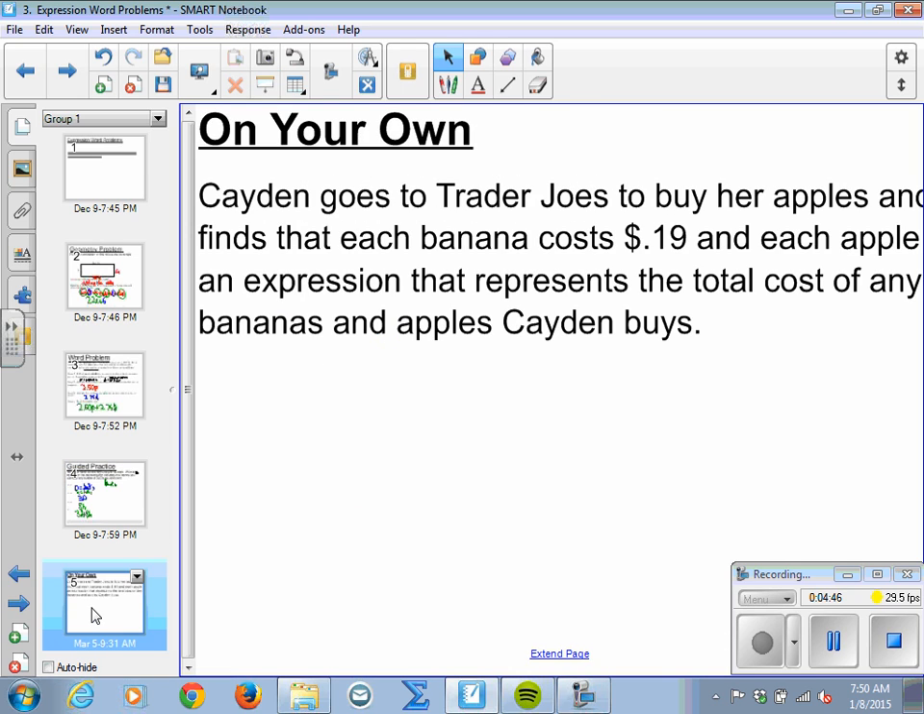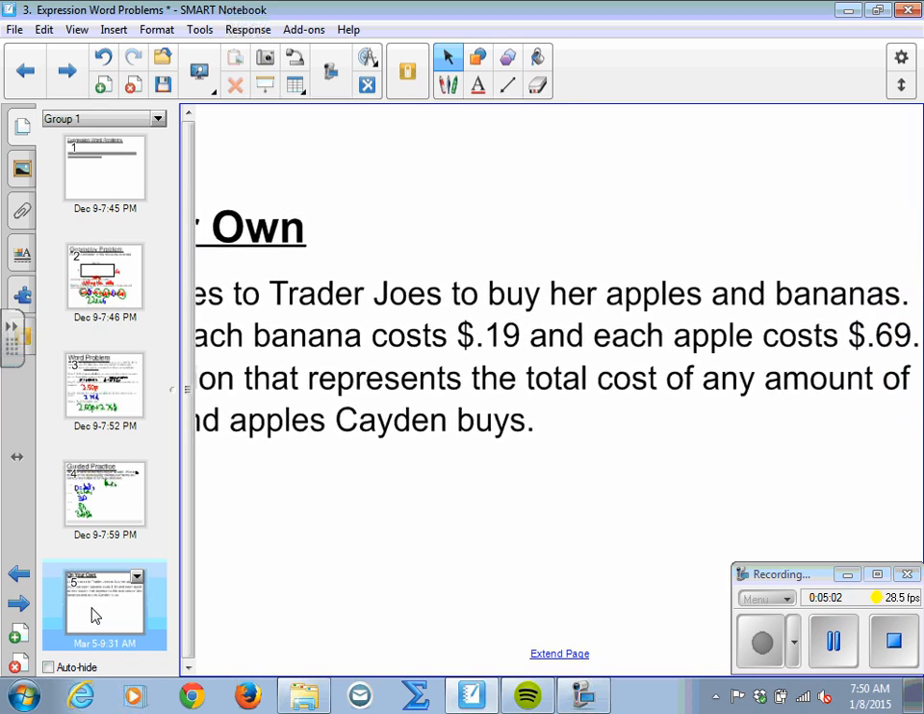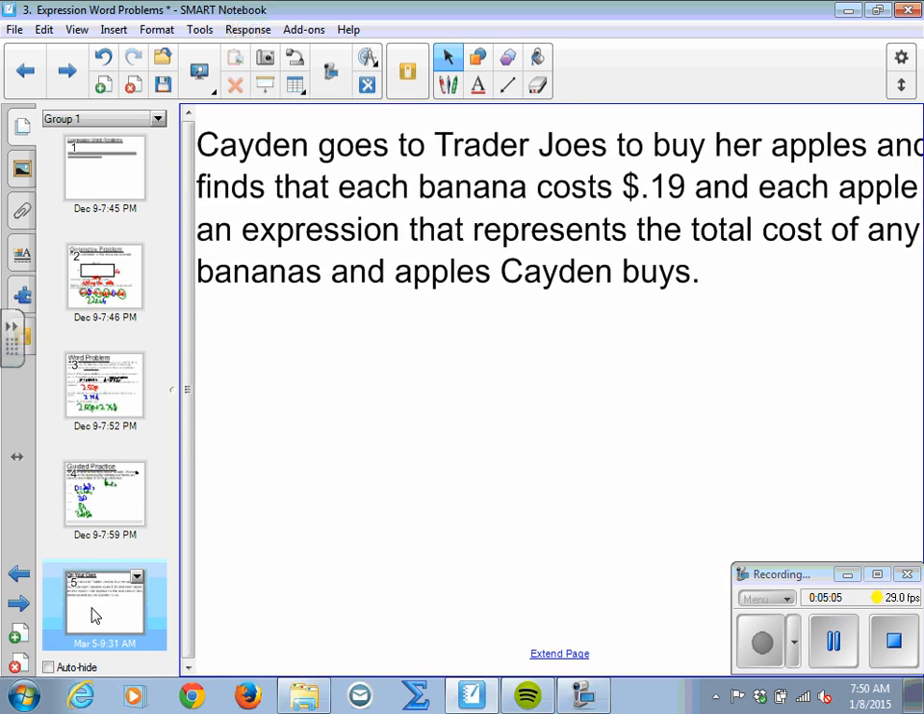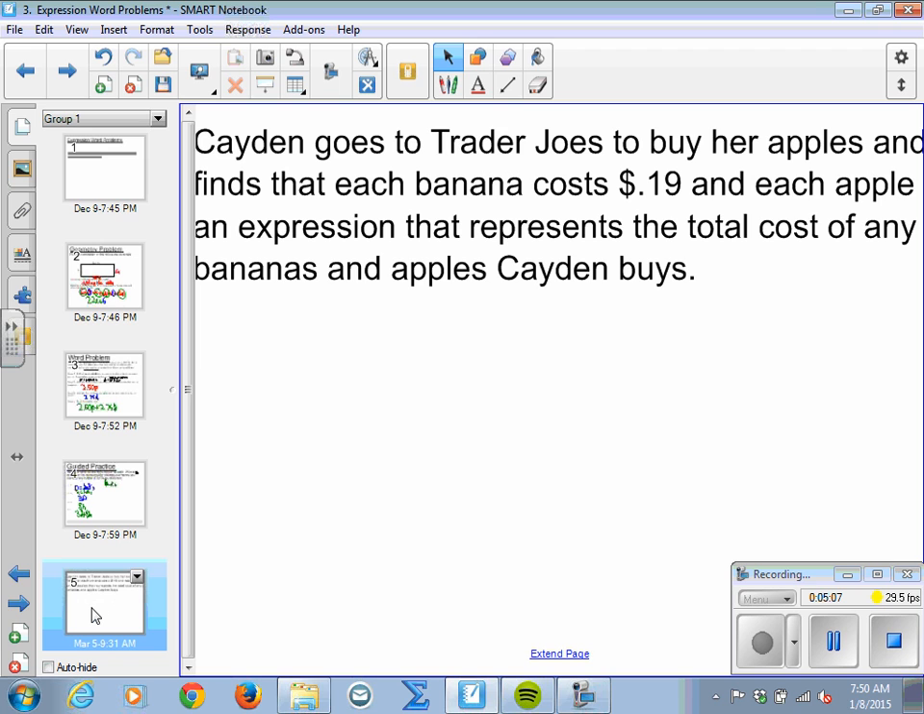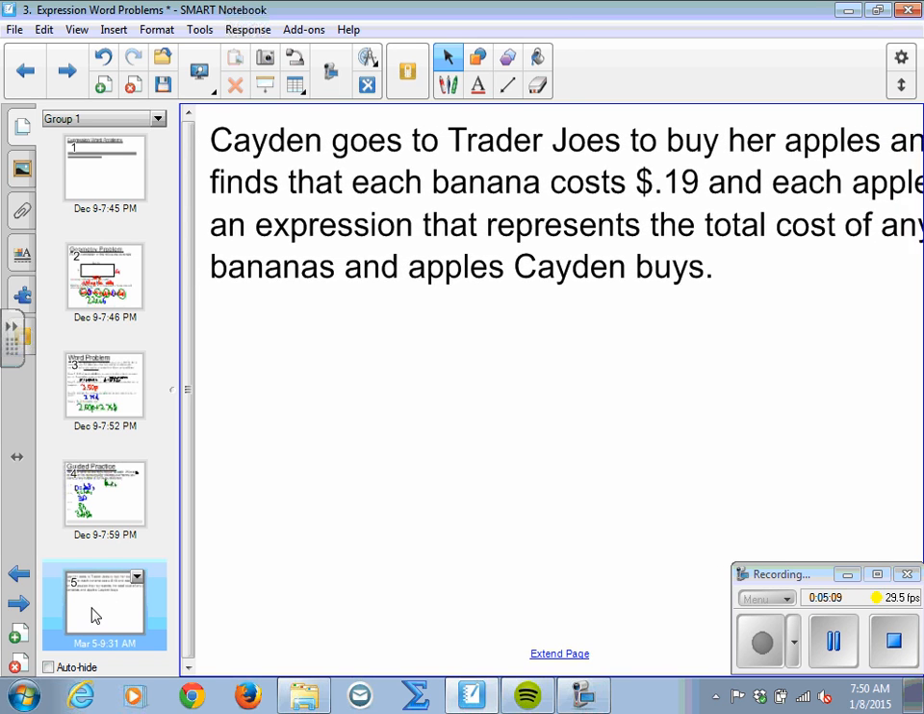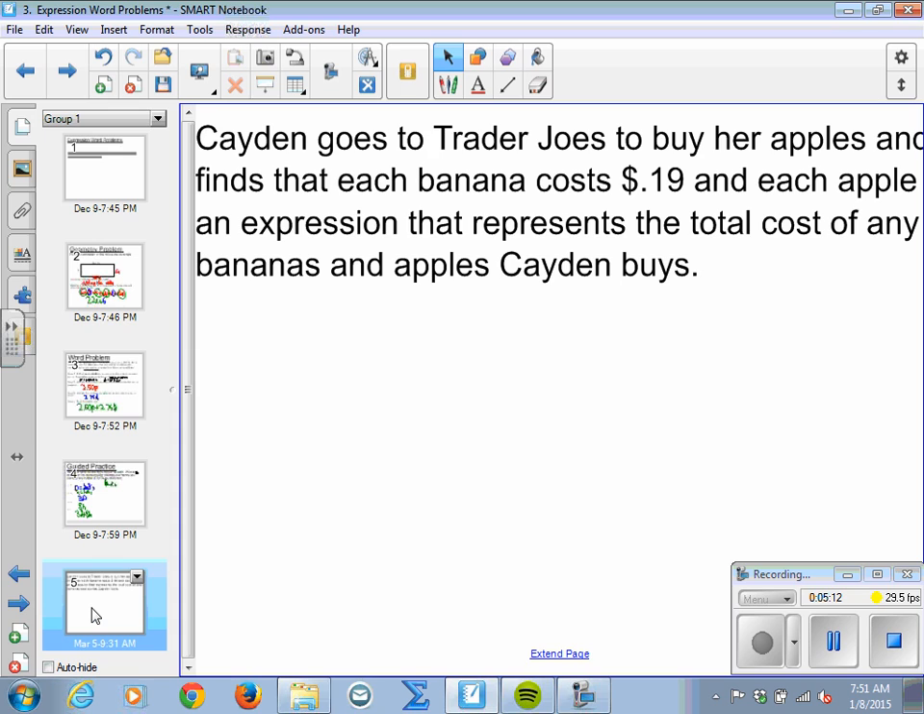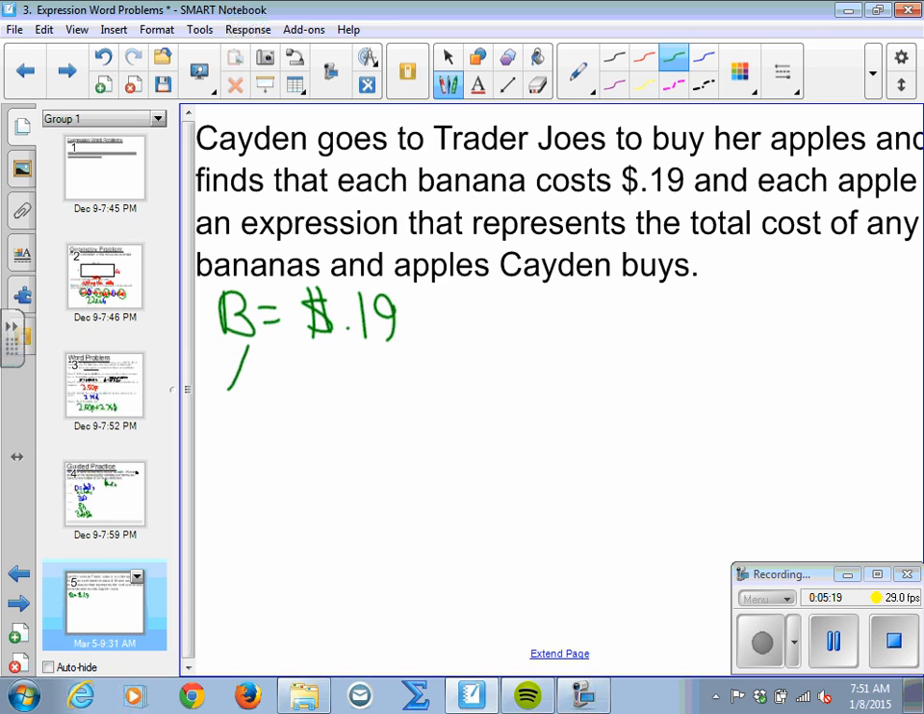Now, finally, work on your own for this one. Here's a problem. Caden goes to Trader Joe's to buy apples and bananas, and finds that each banana costs 19 cents and each apple costs 69 cents. We're going to write an expression to represent the total cost of any bananas and apples Caden buys. So we've got bananas for 19 cents and apples for 69 cents. I do apologize for the issues with the printing here.